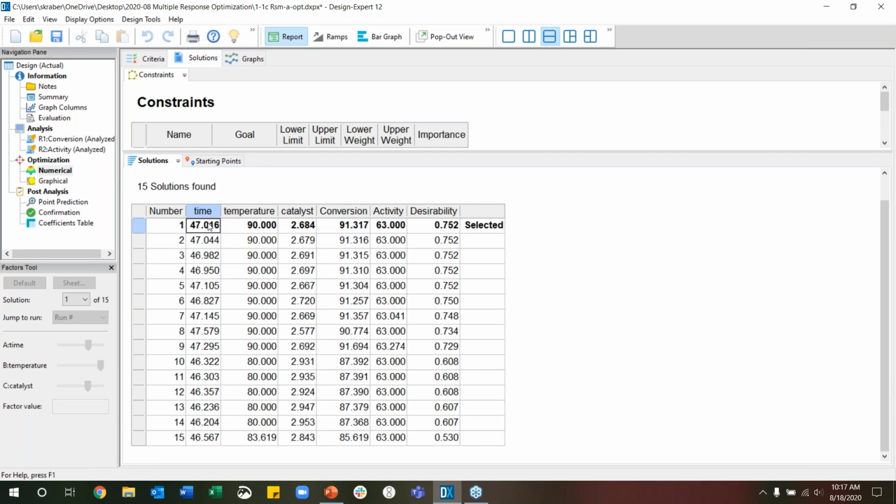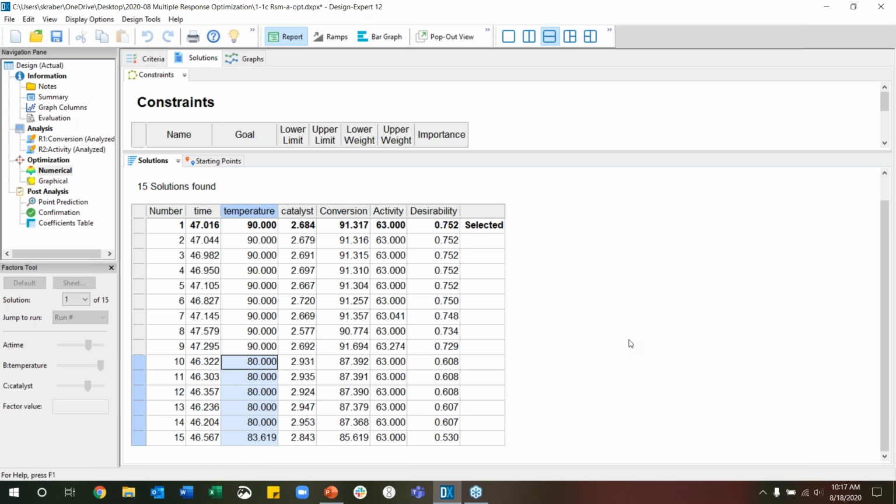So again, time 47, temperature 90, catalyst 2.68. And they are ranked by something called desirability, which we'll get into next. Just looking through these, I can see that there's a break in here, right here, where I've got first all the temperatures at 90, and then all the temperatures at 80. So you can see there's kind of two halves to this, two solutions that are different from each other.